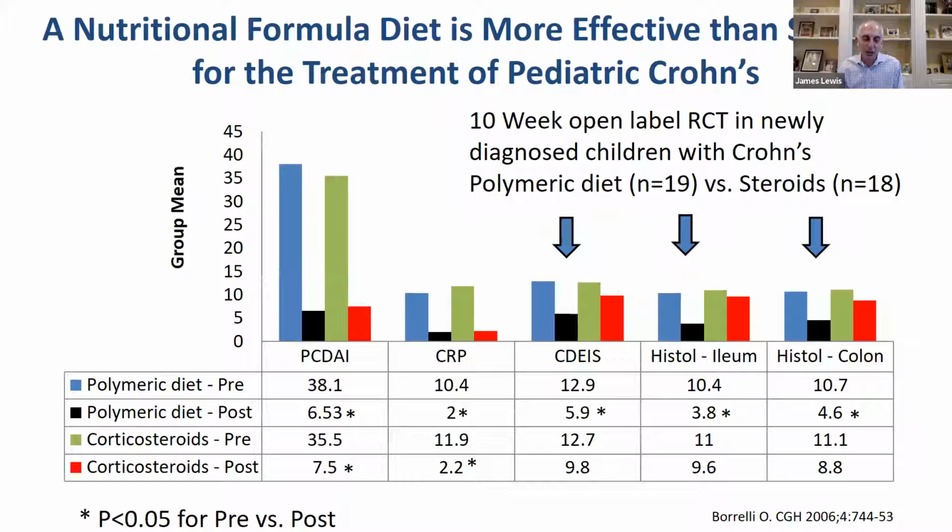People often question, are we just making people feel better, or is there actually evidence that we're achieving healing? These are the results of a famous pediatric study, although a relatively small study, that compared a polymeric diet to corticosteroids in children with Crohn's disease. You can see that with both of these therapies, the PCDAI got better. You can see that the CRPs improved with both of these therapies over the course of 10 weeks. But only with the nutritional approach did endoscopy and histology improve. And that improved both in the ileum and the colon, which I think is important to consider as well.